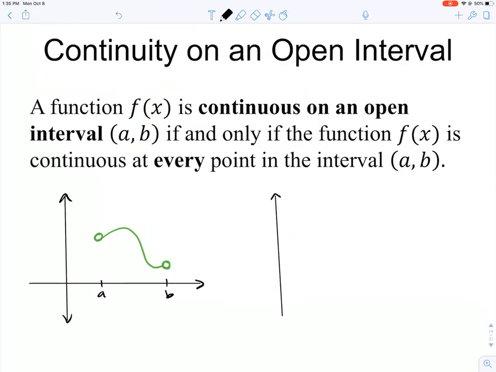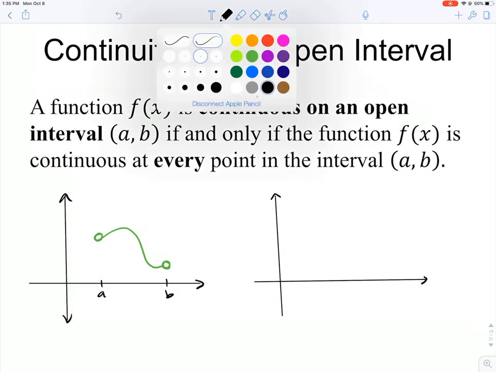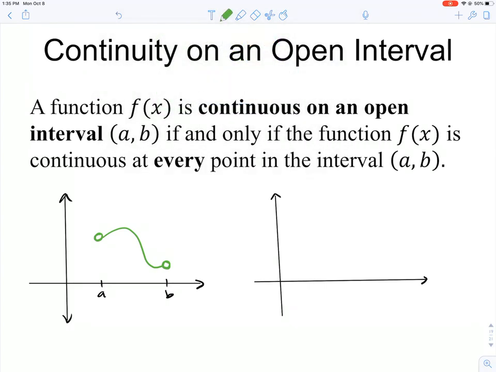all real numbers, so negative infinity to positive infinity, is also an open interval. Like we say that polynomials are smooth continuous functions, right? And they have an implicit domain of all real numbers. So a function can be continuous over its domain of all real numbers.